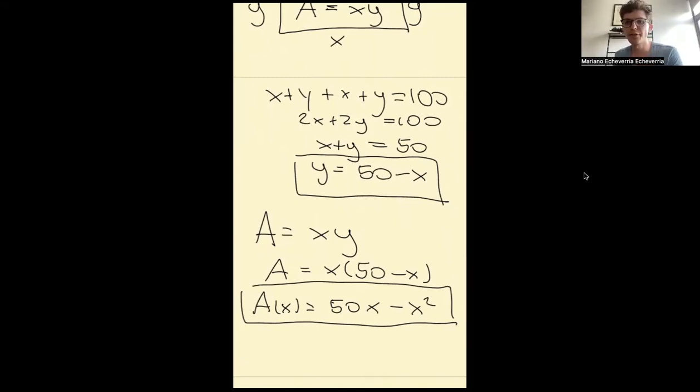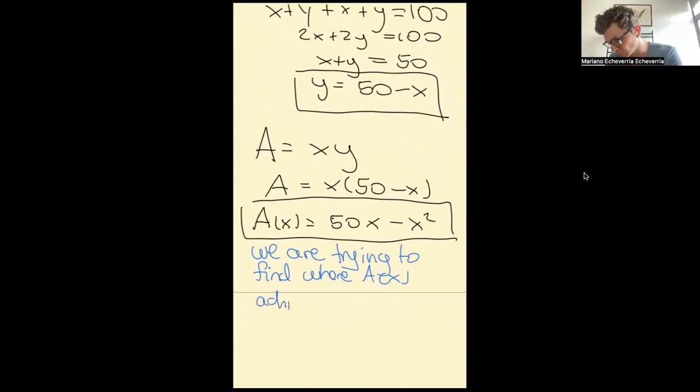So we're trying to find the value of x that gives you a max for A. Because once you have the max for A, that's the maximum area that you can enclose. So we're trying to find where A of x achieves a maximum. Is that okay? Is that making sense?